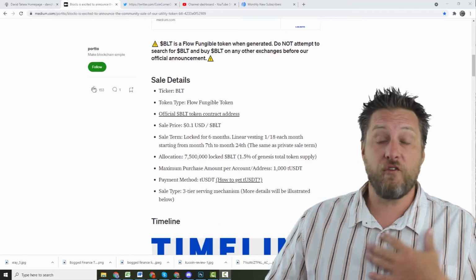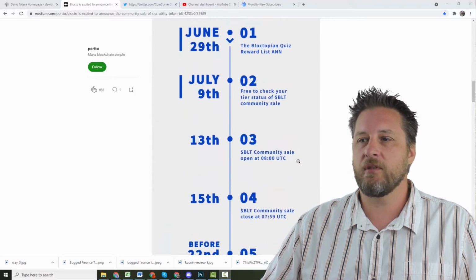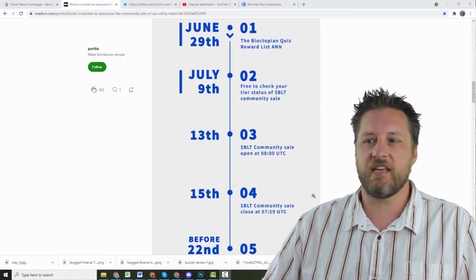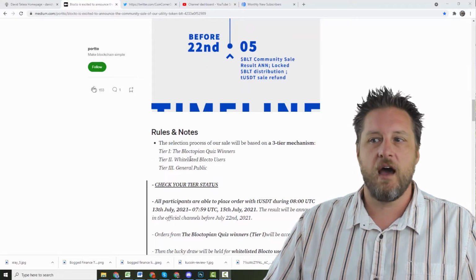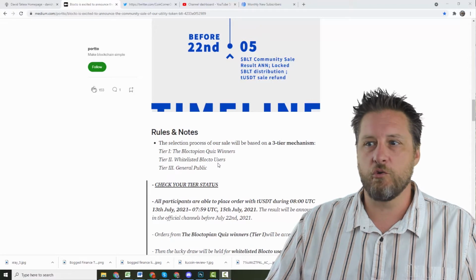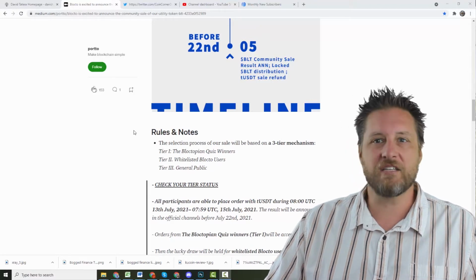But anyway, they're offering this really cool sale. And guess what? Here's the timeline, but look at this. It's for a community sale. How do you become part of the community? Well, if you took the Blocktopian quiz, if you were whitelisted as a Blocto user, if you were part of the general public, some people got in. They were the last level of it.